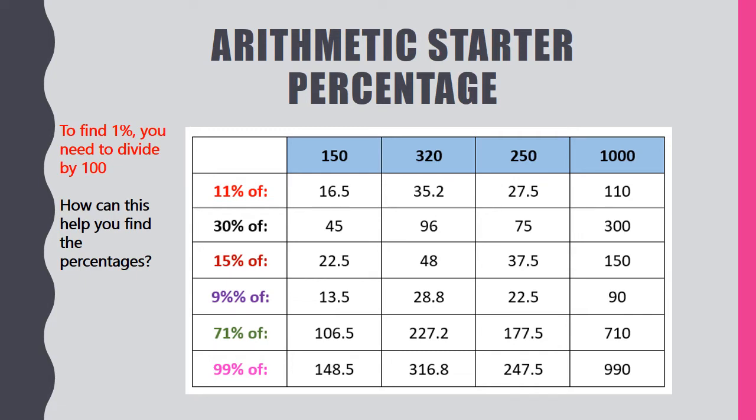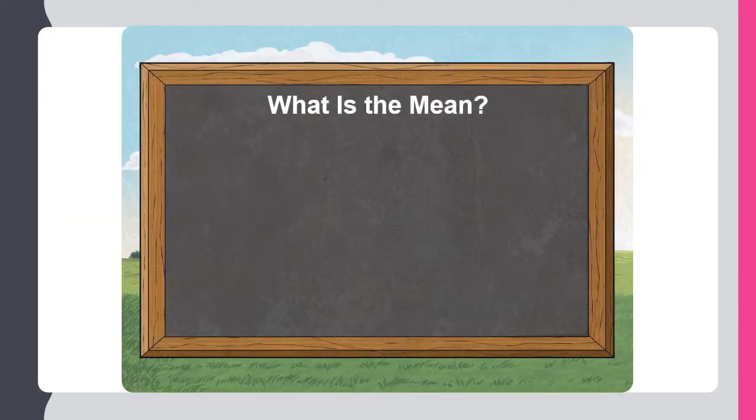For 99%, let's go right down to the bottom. For 99%, you would need to take away 1% from your 100%. So we know that 1% of 150 is 1.5. So you do 150 minus 1.5 to get 148.5. I hope that makes sense and well done if you managed to get those. Let's get started with our lesson today.